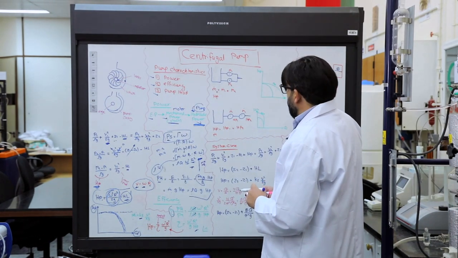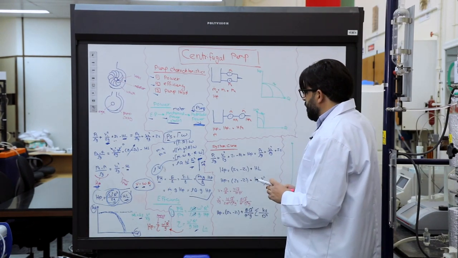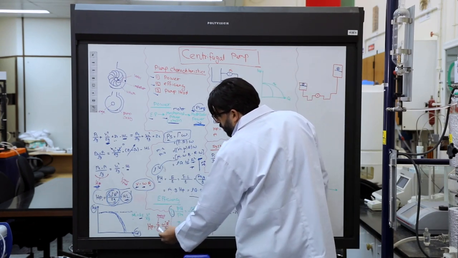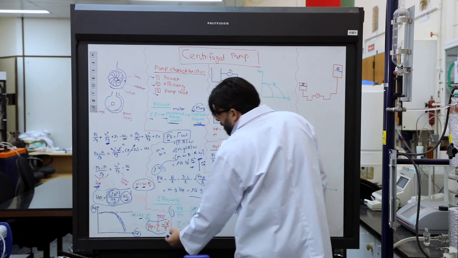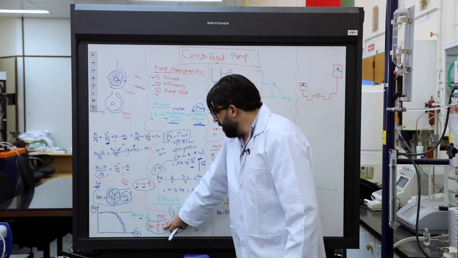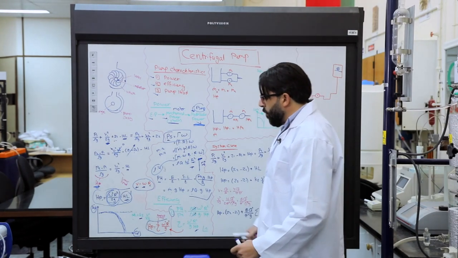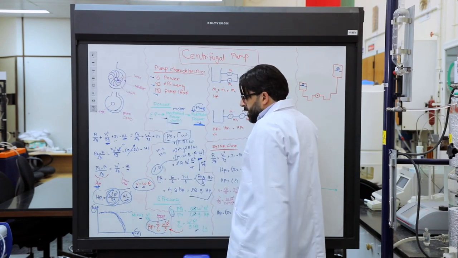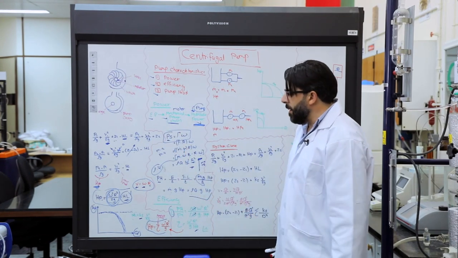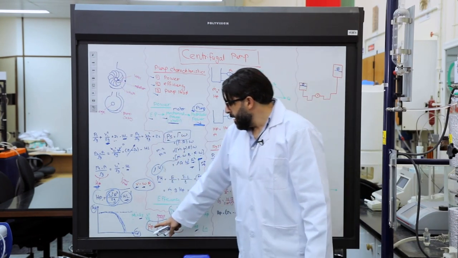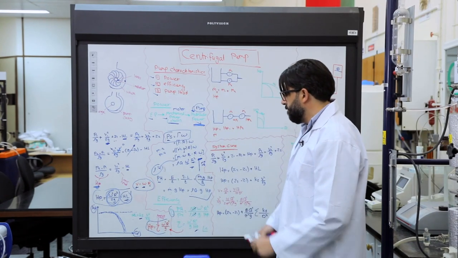Now, we can define the pump head from this equation. So the pump head equals efficiency times omega squared times r squared over g. So that means when I have an impeller, when the speed of the impeller increases, the pump head produced by the pump will increase. And when the radius increases, the same, the pump head will increase as well.